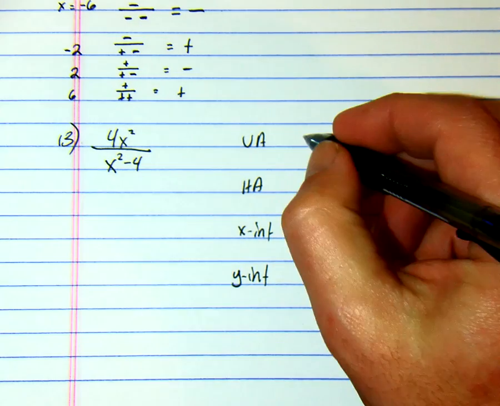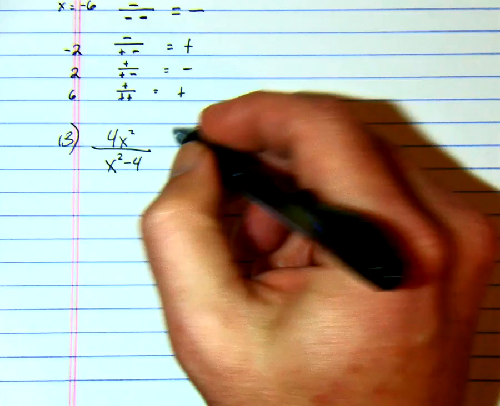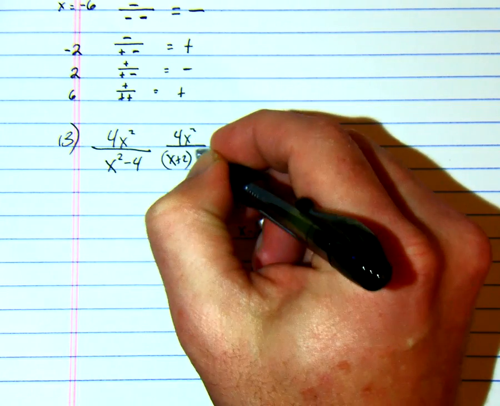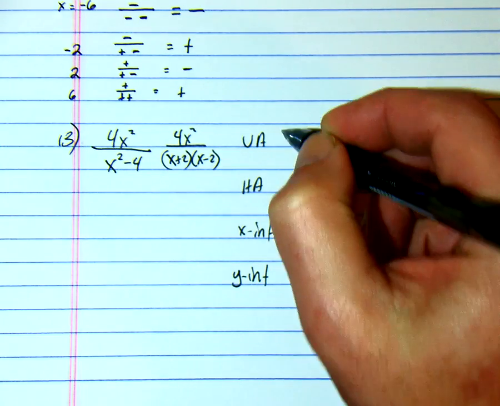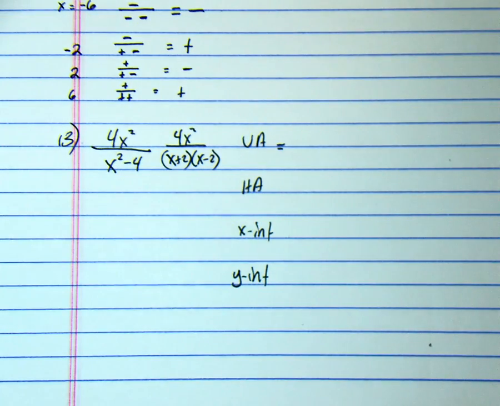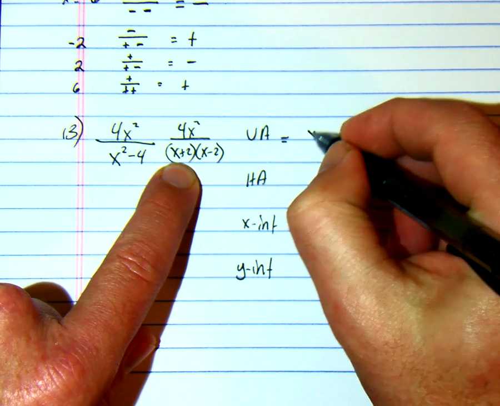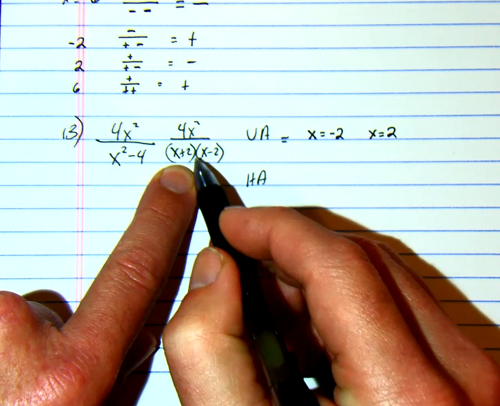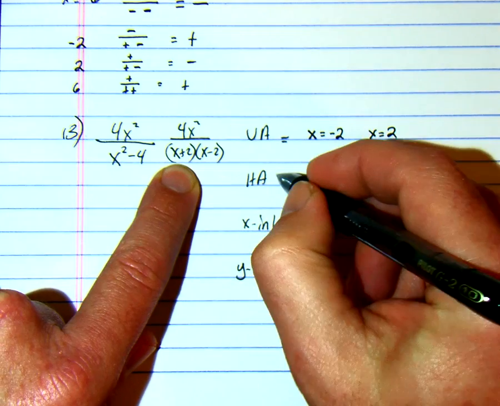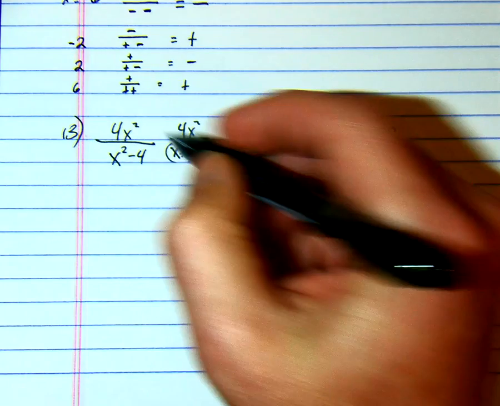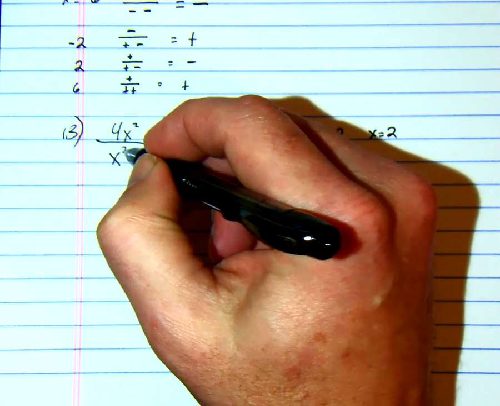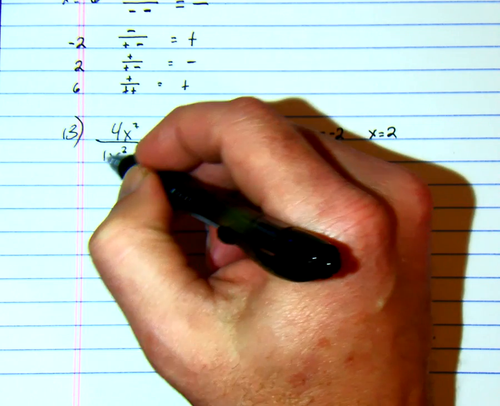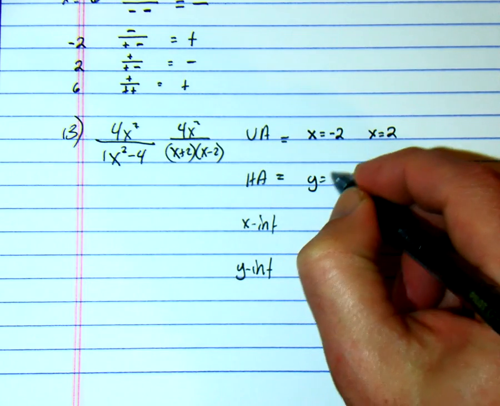Okay? Again, my vertical asymptote. If we factor this, this is 4x squared all over x plus 2, x minus 2. So we don't have to actually solve anything. I'm going to have a vertical asymptote at negative 2 and another one at positive 2, because that's what causes my zeros. My horizontal asymptote is going to be this coefficient, because I have a degree of 2 and a degree of 2. This is a 1, so that means we're going to have y equals 4.